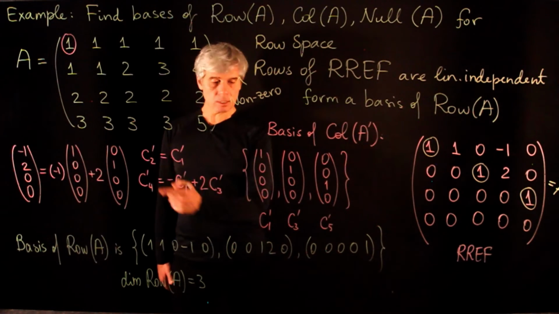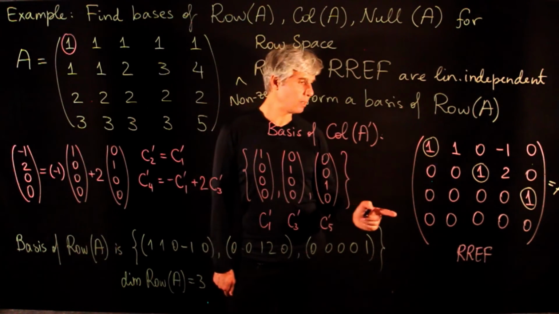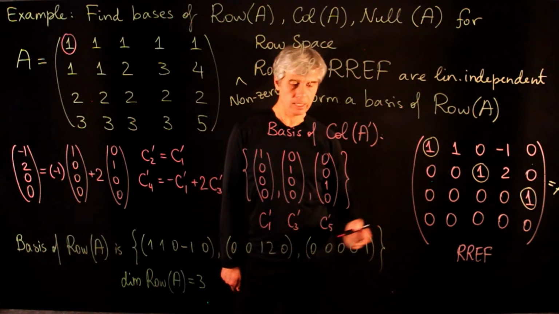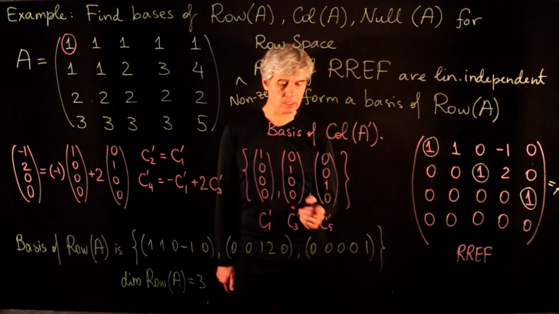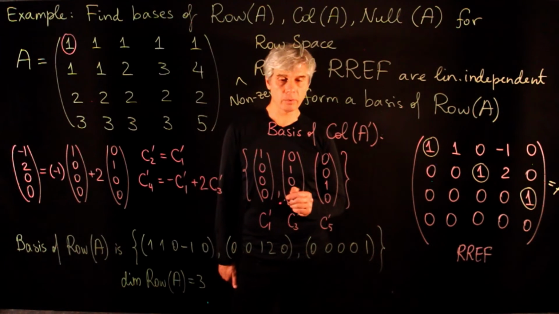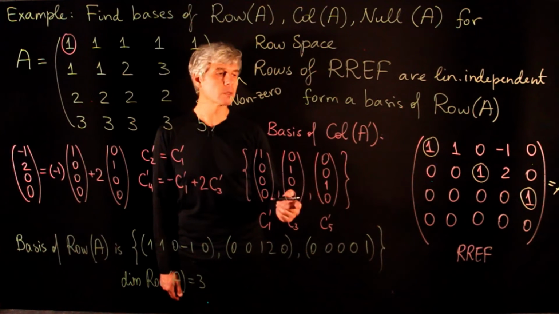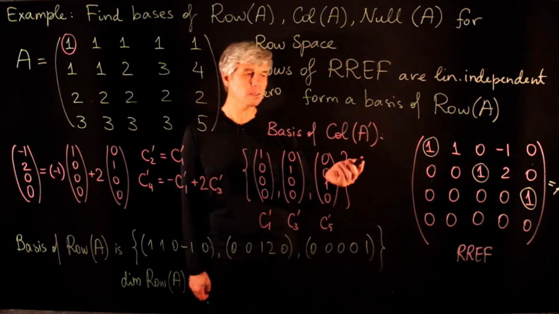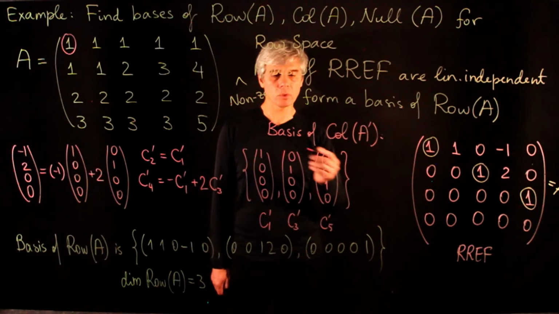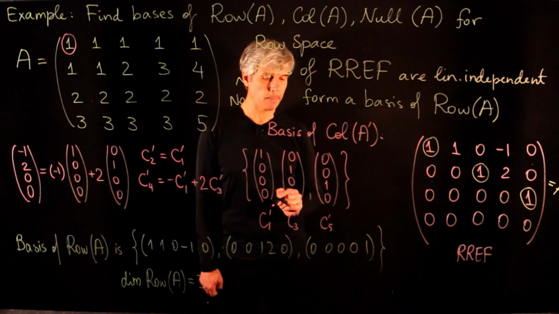And so this shows that every column in A prime is a linear combination of these pivot columns that we have chosen. This means that these pivot columns of A prime are linearly independent and span the column space of A prime. So this is a basis of the column space of A prime.